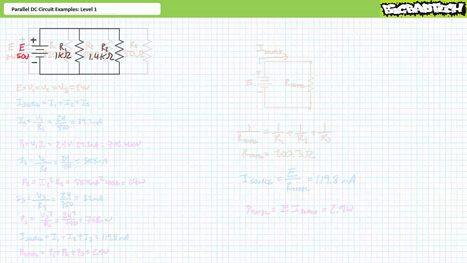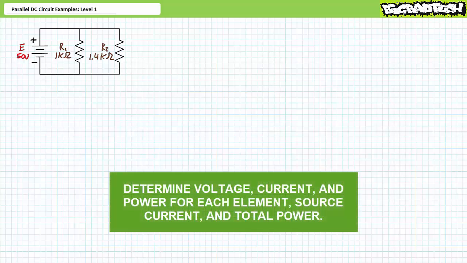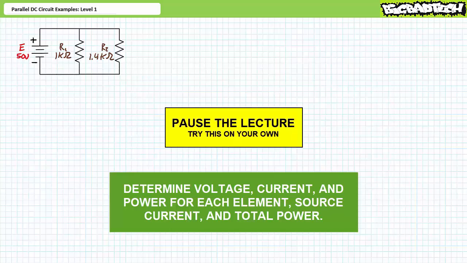Our next illustrated example features a 50-volt source in parallel with R1, a 1 kilo ohm resistor, and R2, a 1.4 kilo ohm resistor. We're again being asked to solve for the voltage drop across each element, the current through each element, the power dissipated by each element, the source current, and the total power. By all means, pause the lecture and try this on your own.